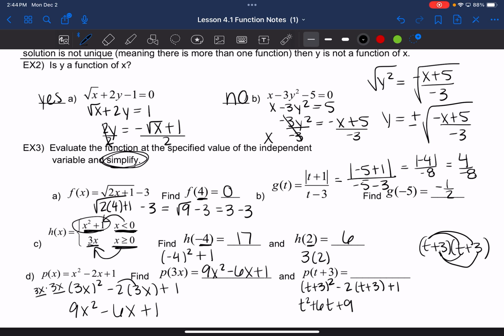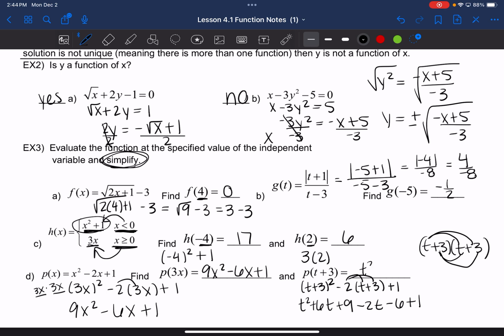Okay? All right, now that I've taken care of the exponent, now I should multiply. So I'm going to have negative 2 times t, and negative 2 times 3, negative 6, plus 1, right? And now that I have taken care of the exponent and I've multiplied, now I can add and subtract, right? Okay, so what are we going to end up with here?